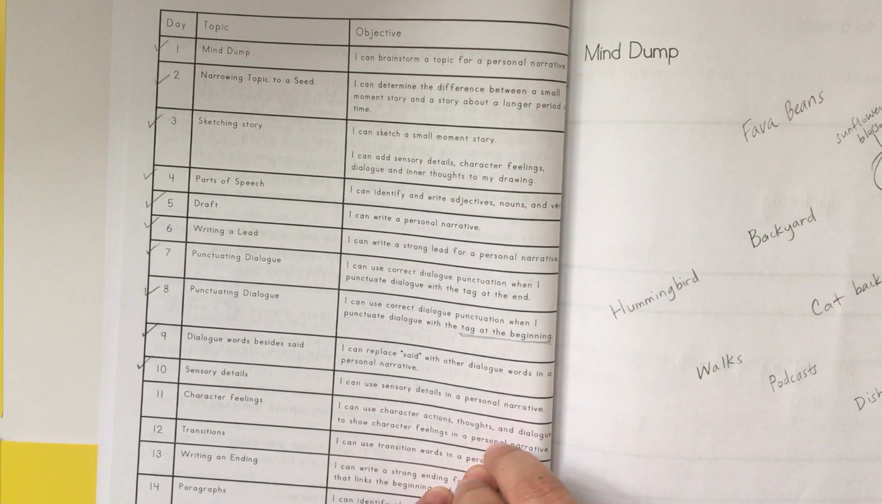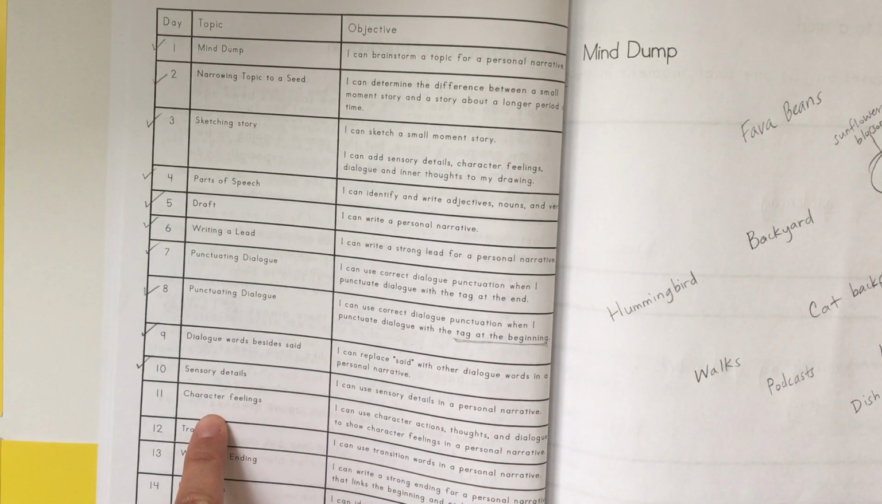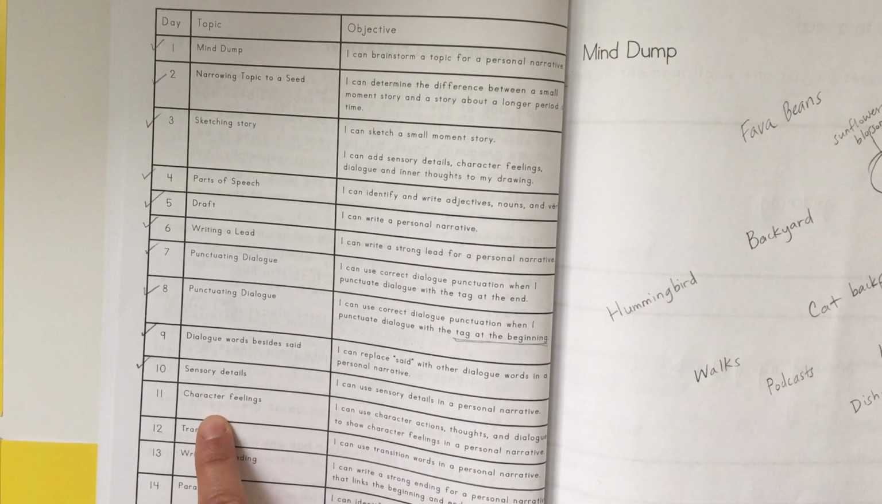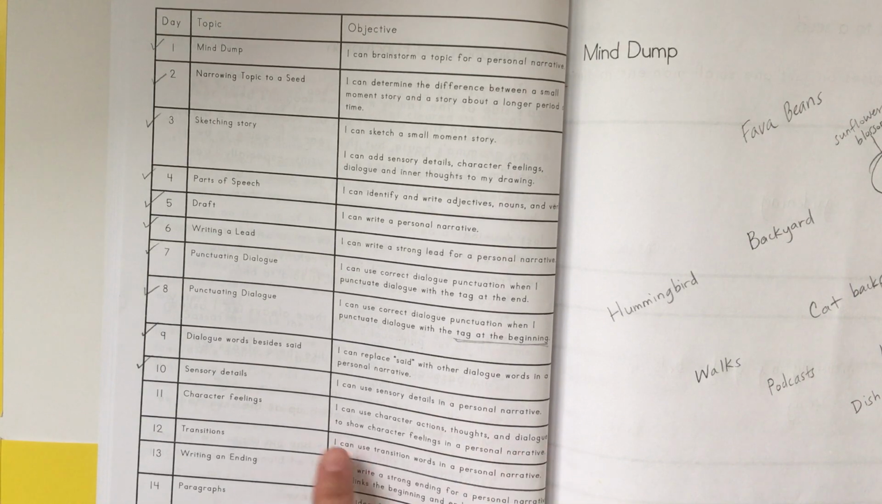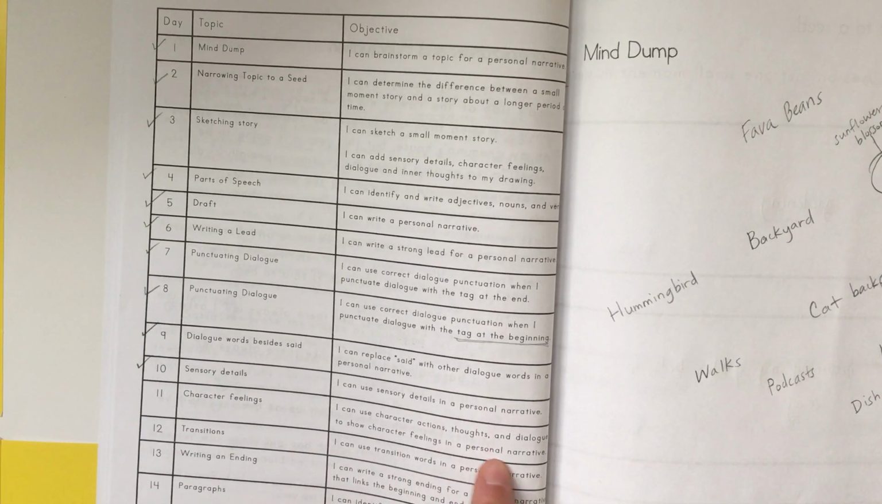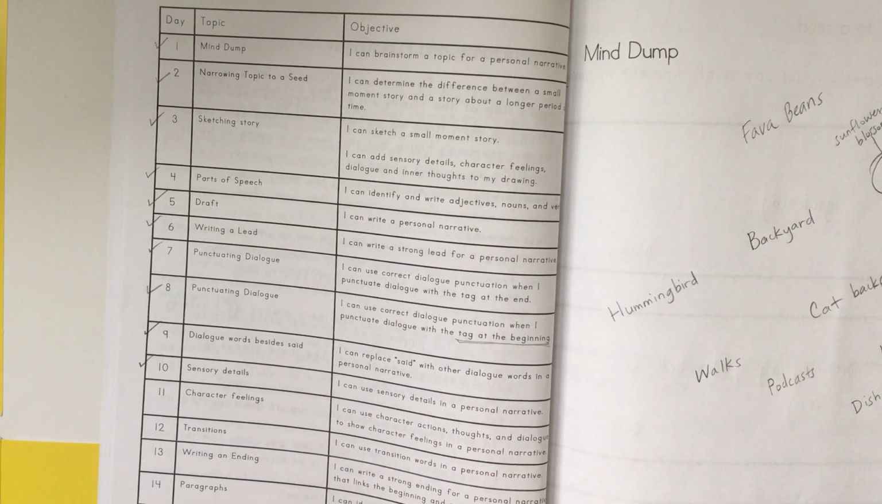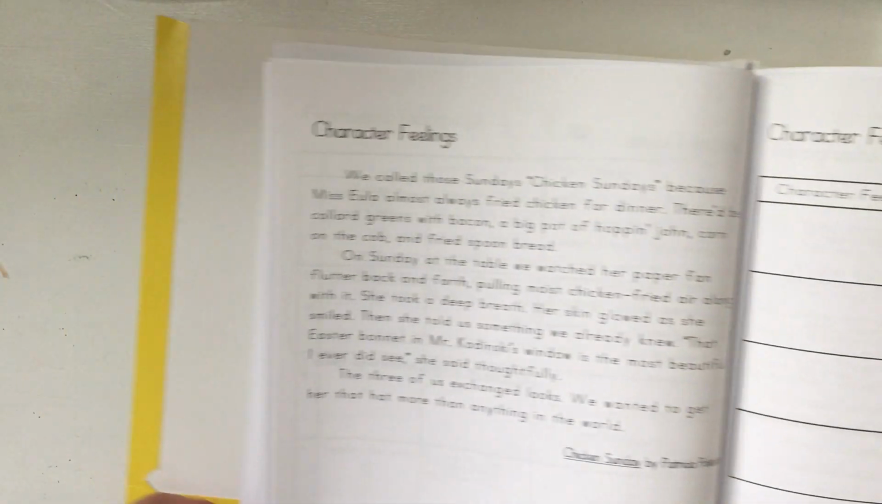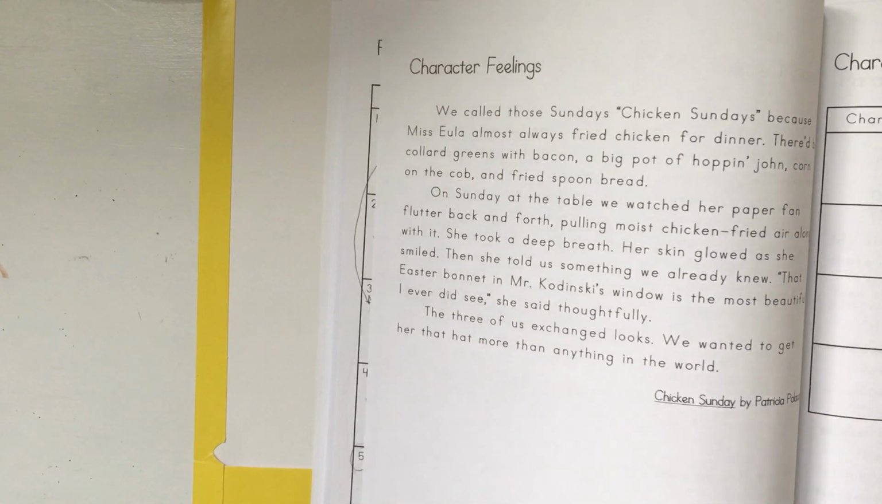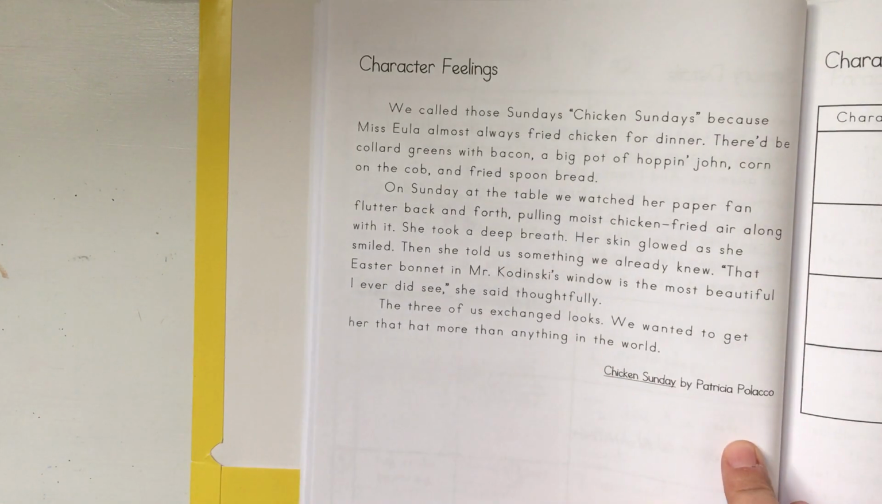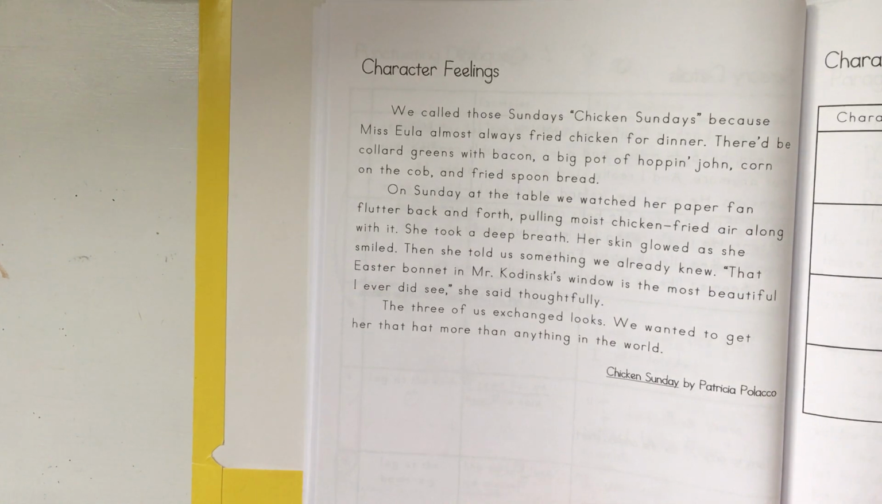Hi, second graders. Today we're working on lesson 11, character feelings. The objective: I can use character actions, thoughts, and dialogue to show character feelings in a personal narrative. We're going to turn to page 34 and hunt for character feelings together. This is from a book by Patricia Polacco called Chicken Sunday.